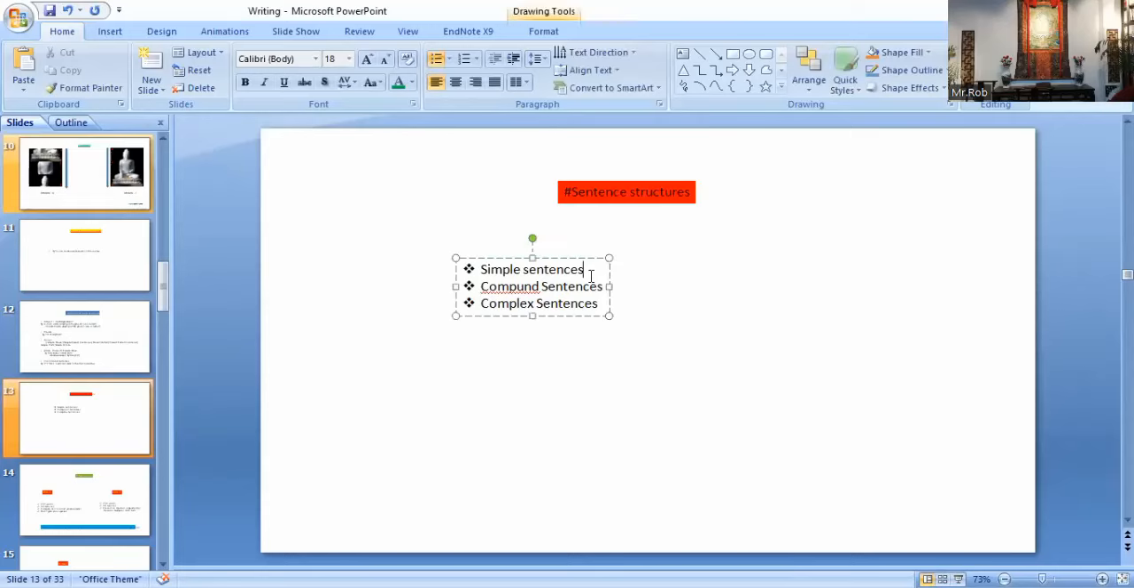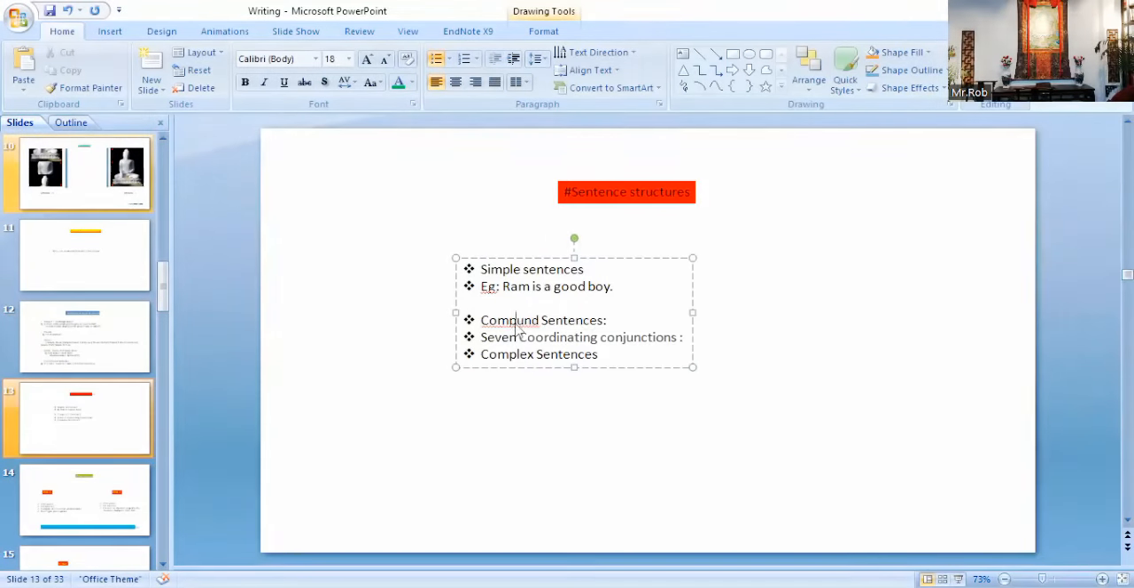For example, a simple sentence has only one independent clause. For example, Ram is a good boy is an independent clause and is a simple sentence. Compound sentences are usually longer and are made with the use of various conjunctions. For a compound sentence, you use conjunctions, and in English there are 7 coordinating conjunctions you can use for making compound sentences.